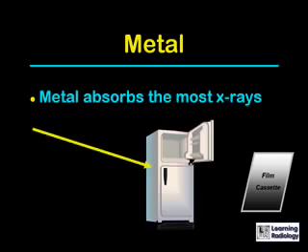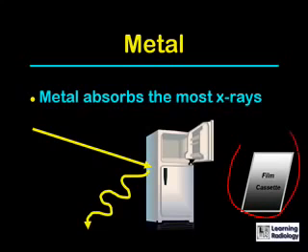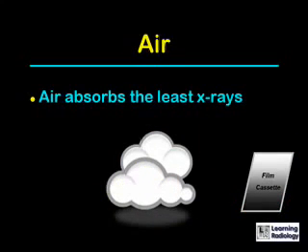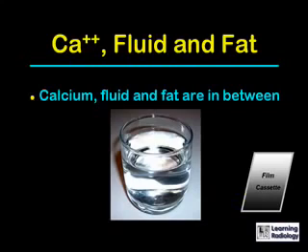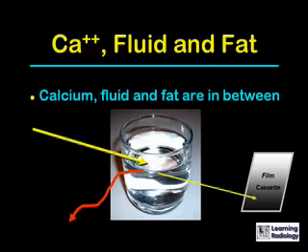Metal absorbs the most X-rays, and very few of them reach the film cassette. Air, on the other hand, absorbs the least X-rays, so most will reach the film cassette and be able to darken it. Calcium, fluid, and fat are somewhere in between, so some are absorbed, some are transmitted, and they produce varying densities on the film cassette.